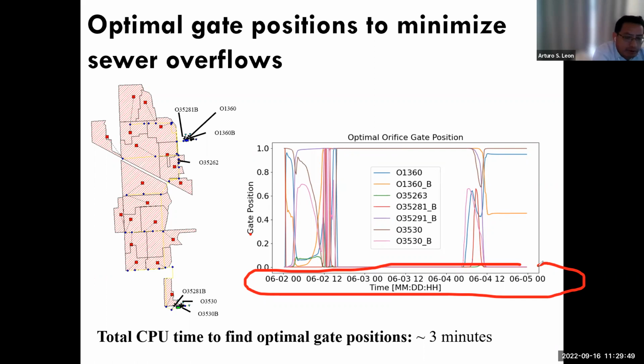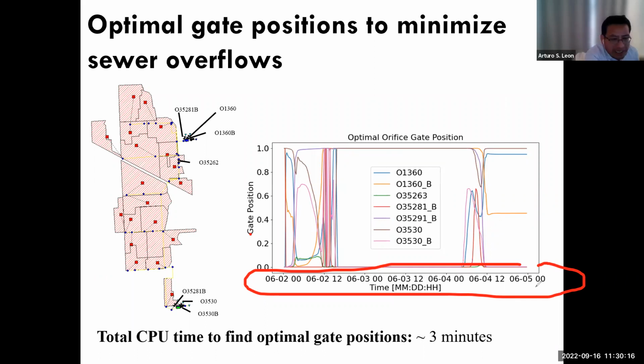This is a preliminary result, but we are in that process right now. But according to this, the overflows in some cases were reduced completely, and in some cases the overflows were reduced by 30%, 50%, and so on. The CPU time to find these optimal gate positions for this system was 3 minutes.